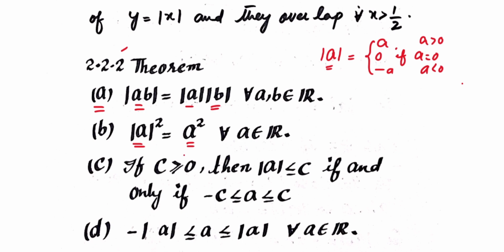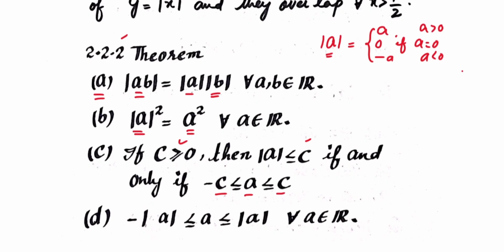If C is any non-negative number, then absolute of A is always less than or equal to C if and only if minus C less than or equal to A less than or equal to plus C. The last one is also important. For any real number A lies between these two numbers, minus A absolute and plus A absolute. So let us discuss each part one by one.